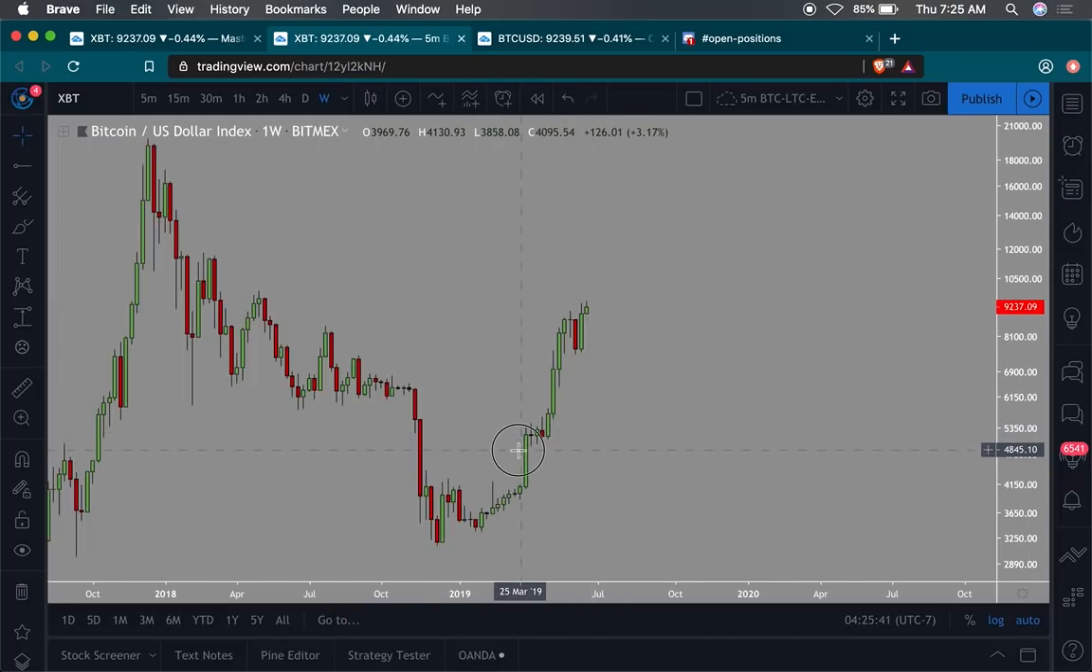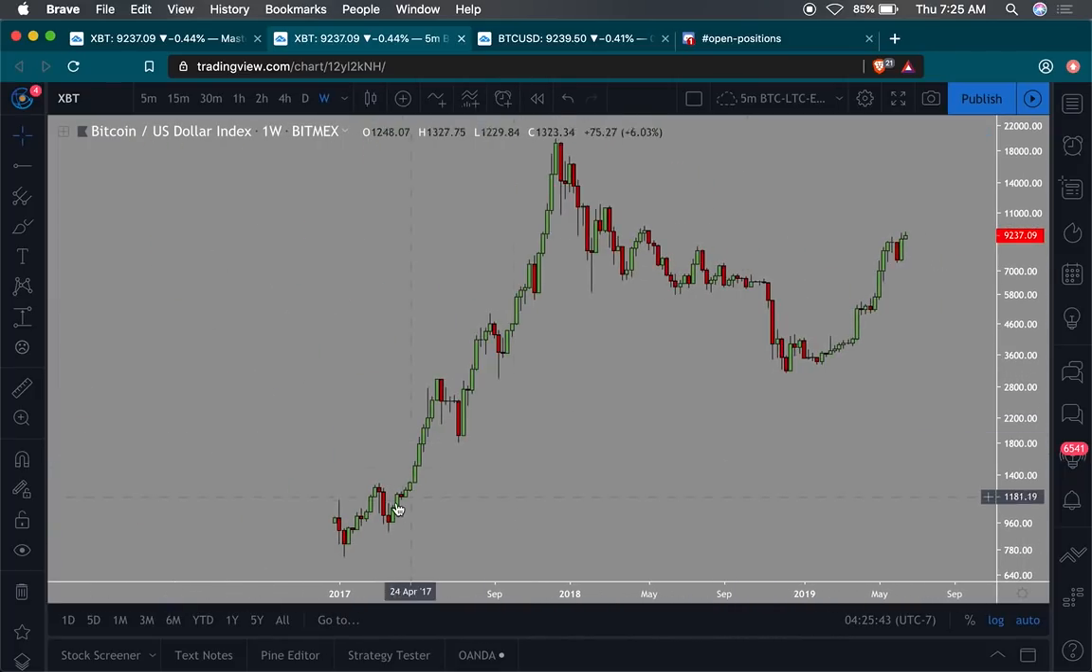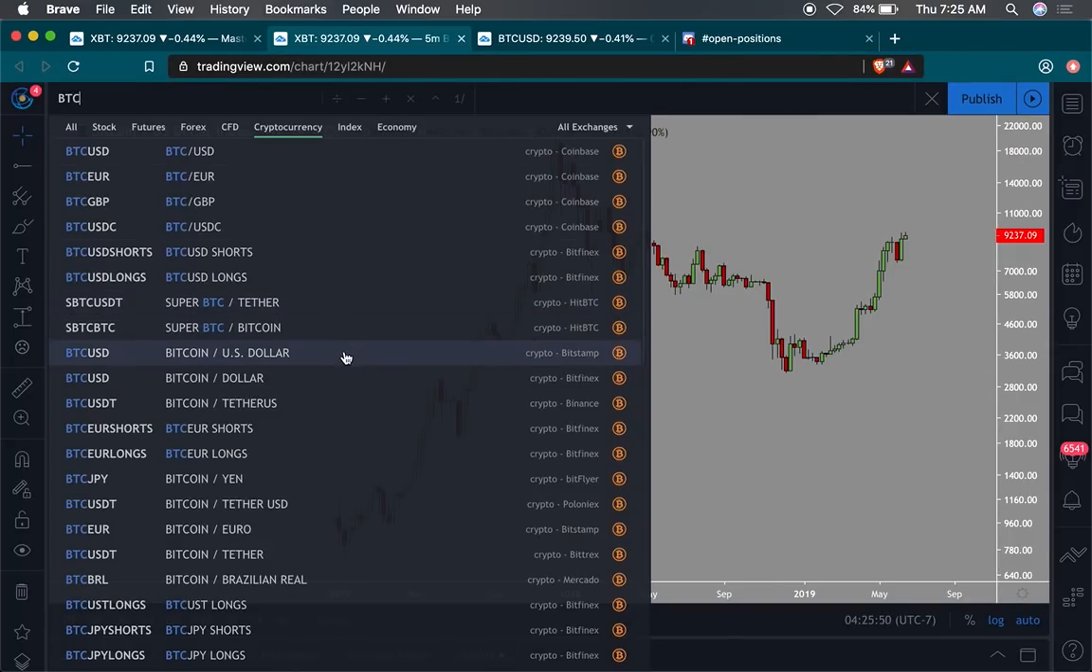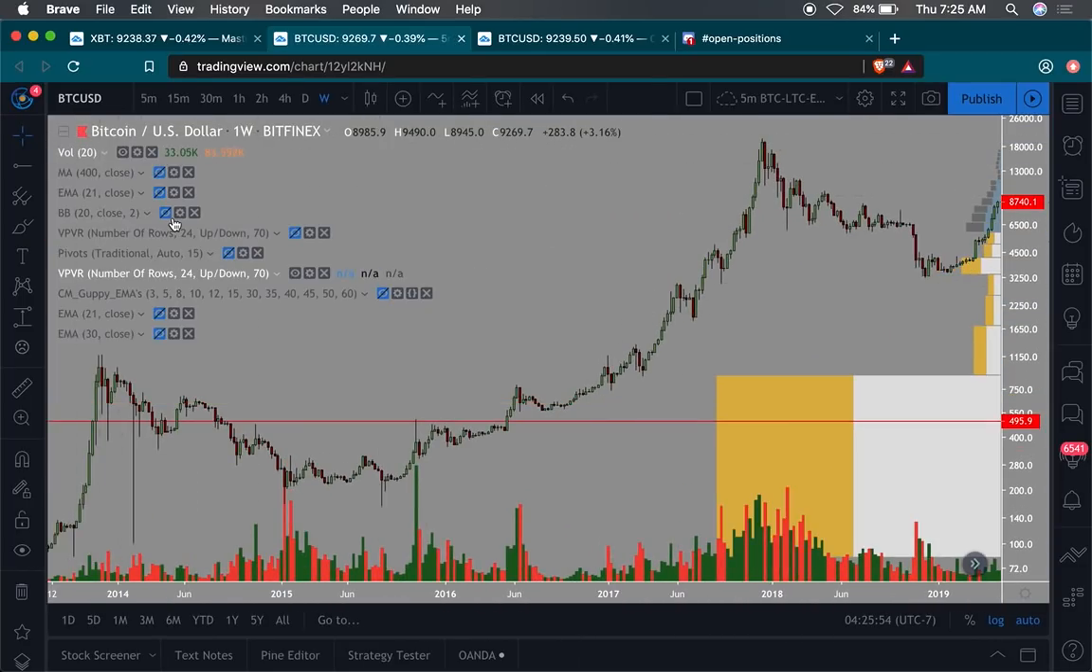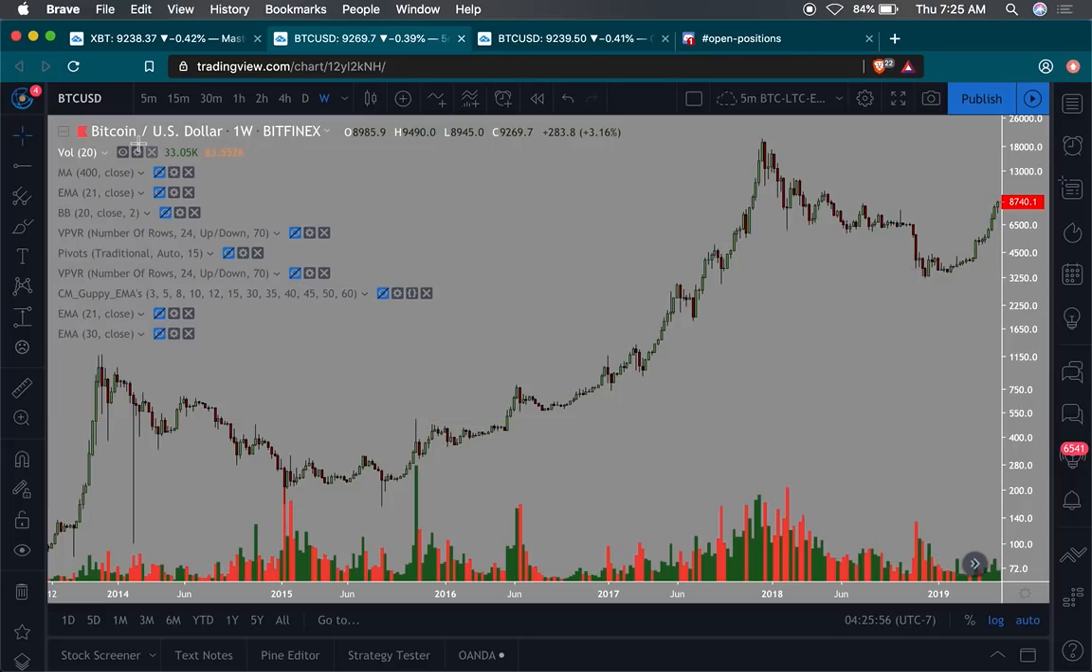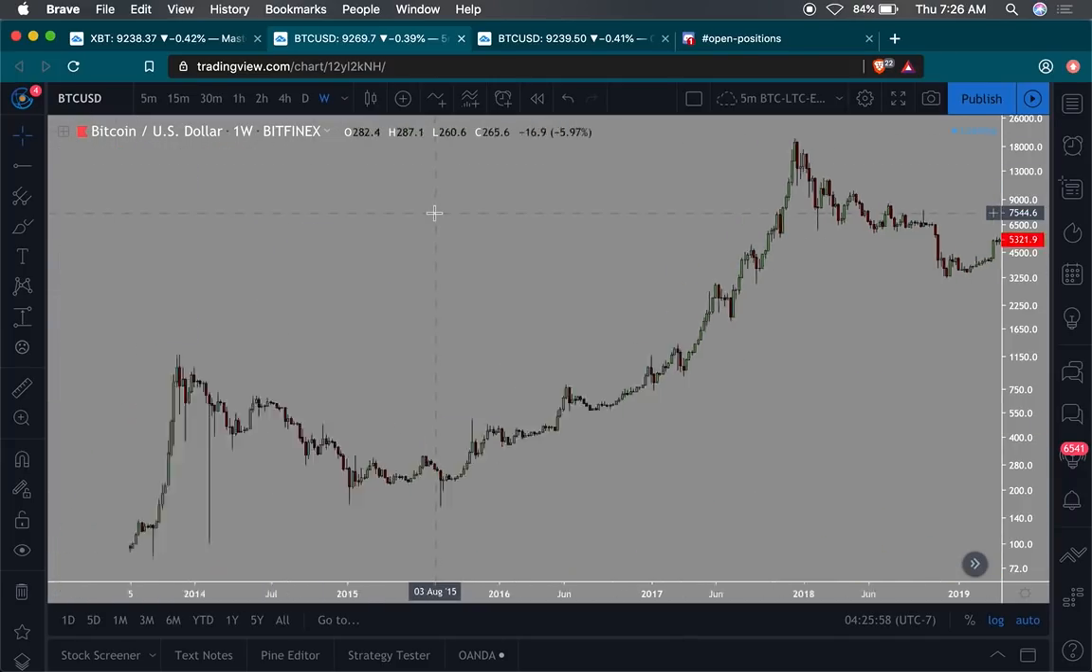Maybe I'll draw it on the weekly. The weekly might be a little bit easier. Actually, it's not available here. Let me see if I can find it on a different exchange, maybe Bitfinex. Okay, Bitfinex works. All right, I'm going to turn off this volume profile and the volume itself.